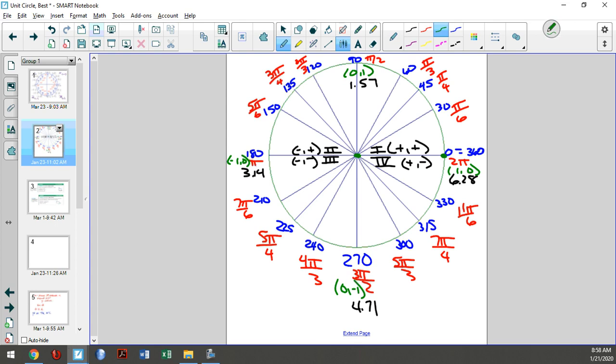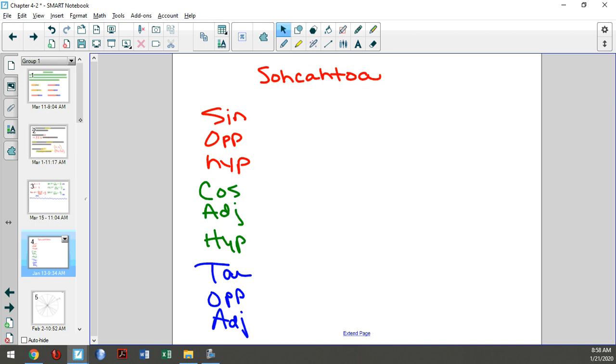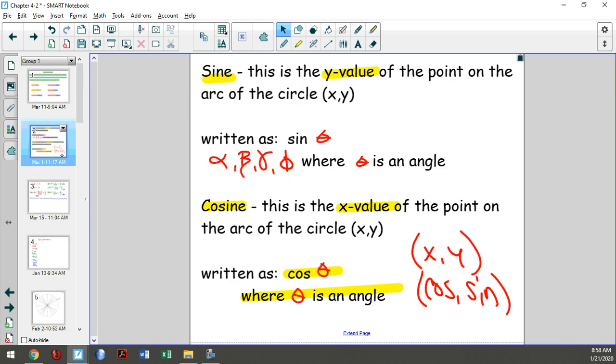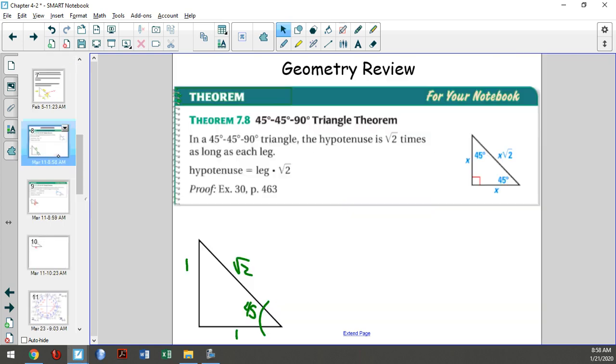Remember what I talked about previously. What does x correspond to? What did I say x corresponds to? I said that x corresponds to your lovely little cosine, yes? X corresponds to your cosine, and sine corresponds to your y. That's what we talked about, correct? Now, what I want you to do is take a 45, 45, 90 degree triangle, okay?